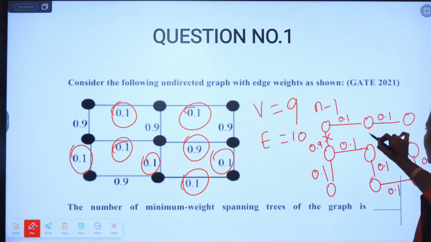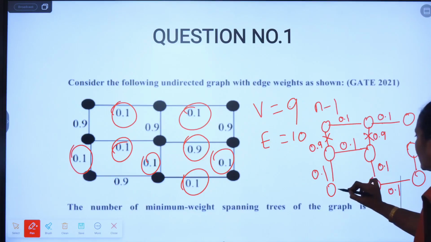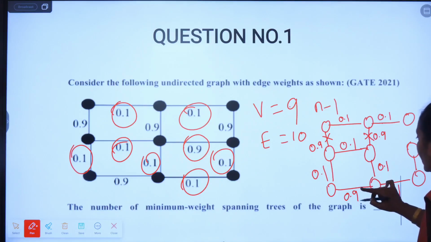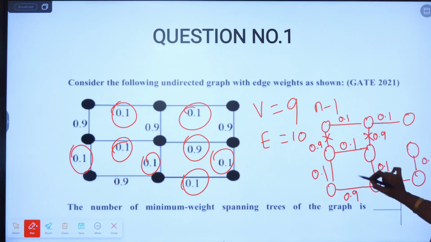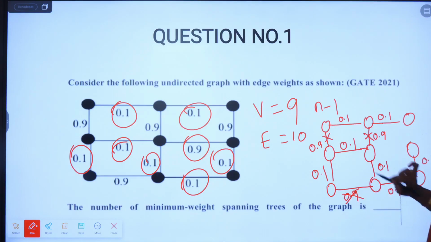If you are considering this one, this is one minimum weight spanning tree. Next, which one can you consider? This is one minimum spanning tree. Next, which one can you consider? Suppose you are considering this weight, now we cannot consider this one. Why? Here the cycle is closed. So you should not consider this weight. Okay, this is not a minimum spanning tree.